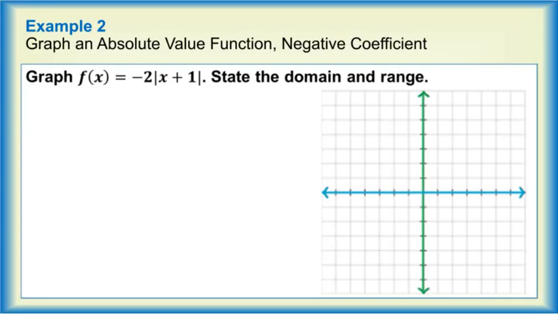Example 2, graph f of x equaling negative 2 times the absolute value of x plus 1, then state the domain and range. So here we have a negative coefficient. And anytime you have a negative coefficient, that is a clear sign that we're going to have a reflection happening here. So let's graph this. Again, we're going to come with our table of values.